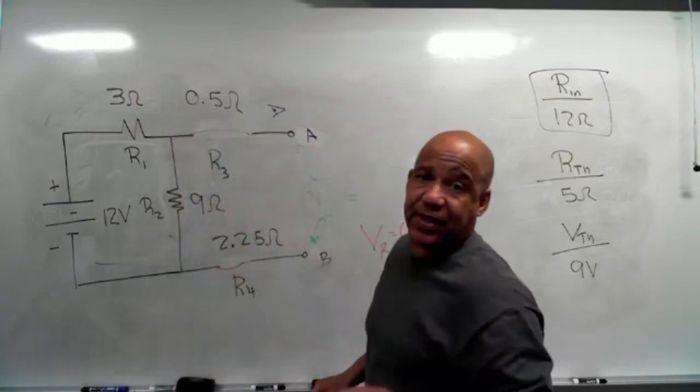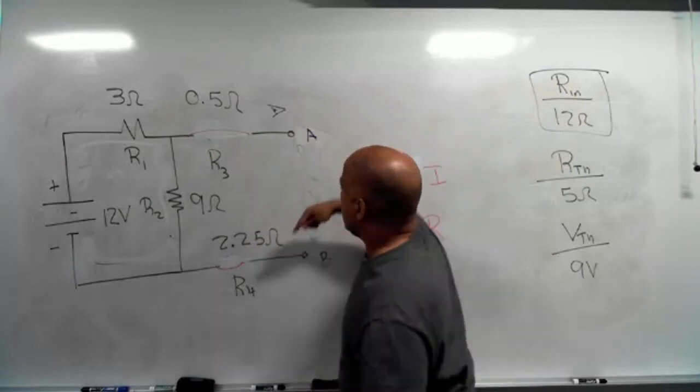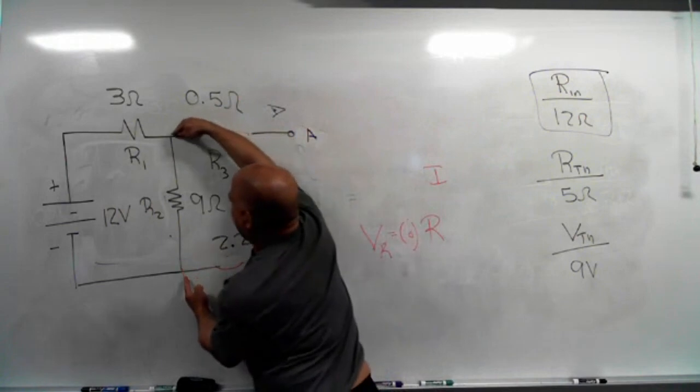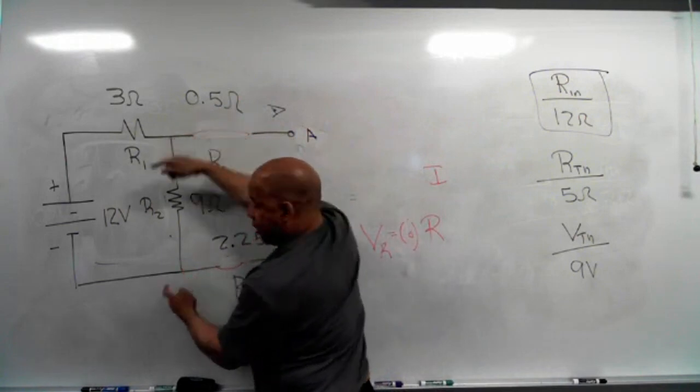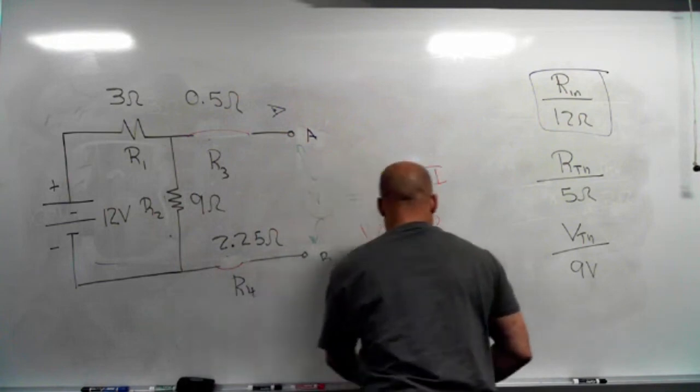only when you're trying to find VTH, not RTH. This is only true for VTH. So if these were wires connecting here, it's exactly like connecting across R2. So if you find the voltage drop across R2, you found VTH.